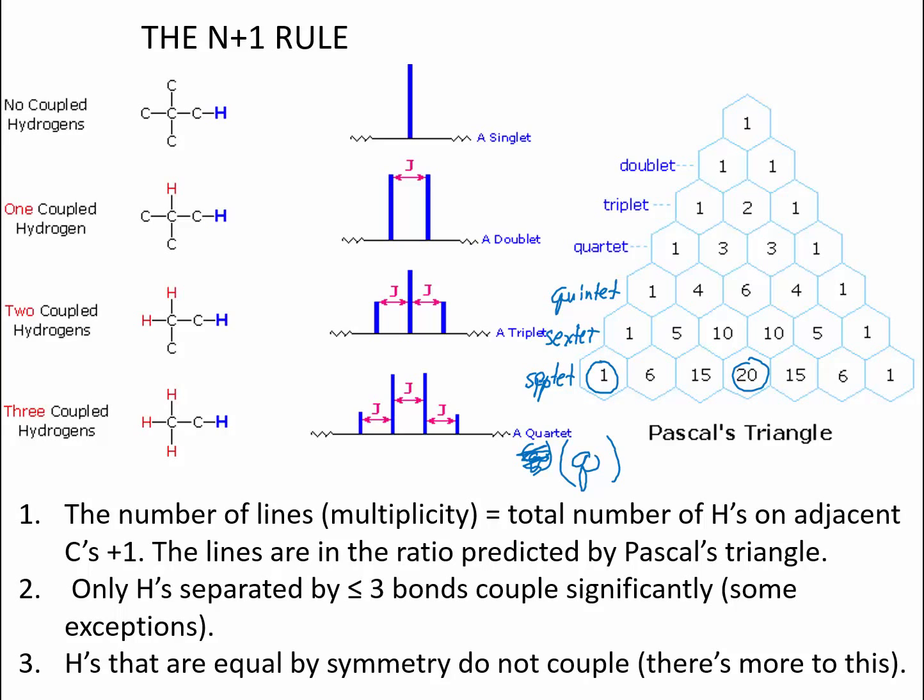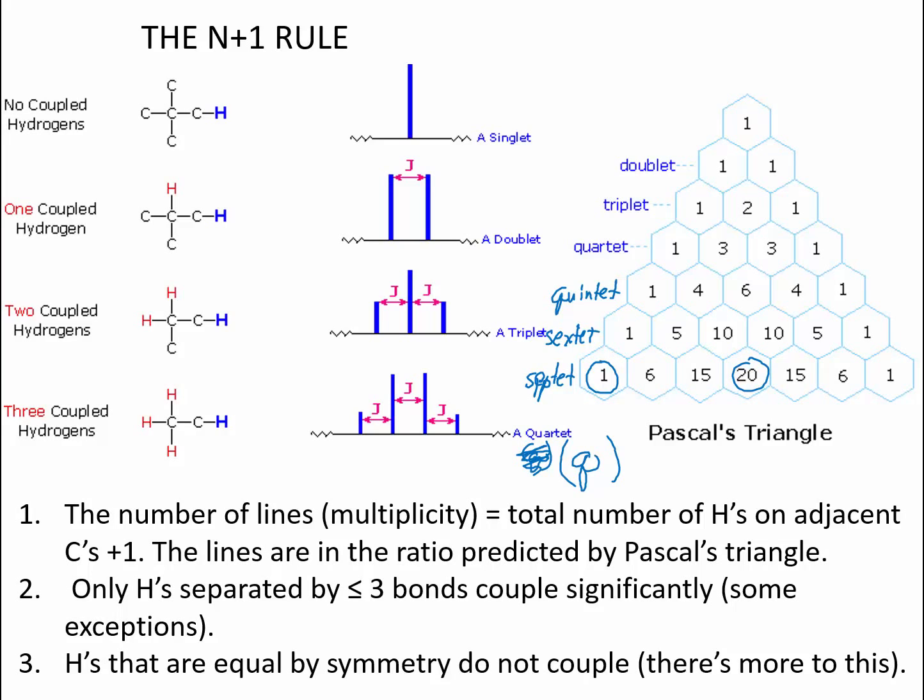A sextet and a septet. When we get to 7 lines, the line in the middle is 20 times as big as the line on the end. Therefore, when we have a signal that's split by a lot, it's hard to see the outer lines. A lot of students are really looking for all 7 lines of a septet, but unless it's blown up to a really large value, you often can't see it.